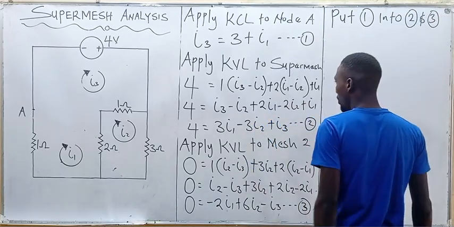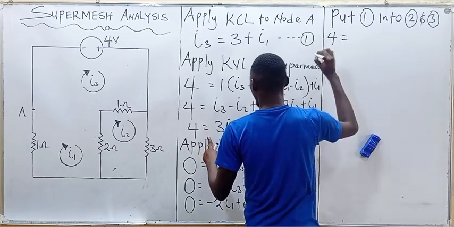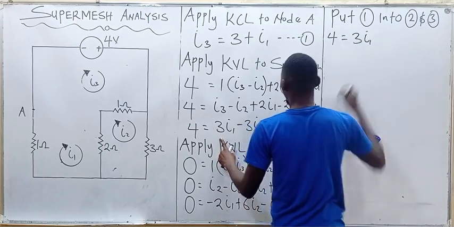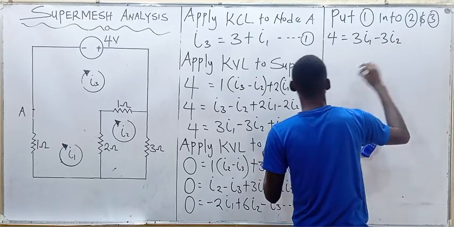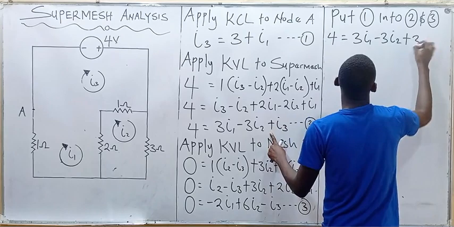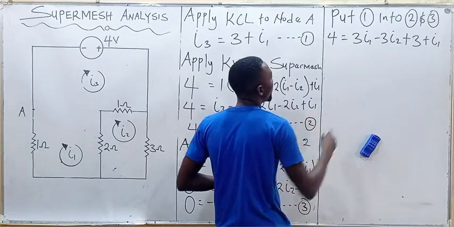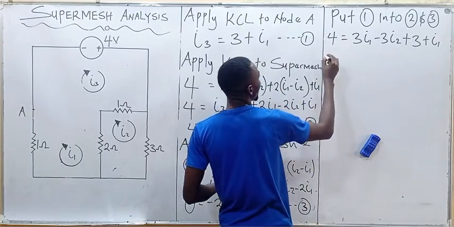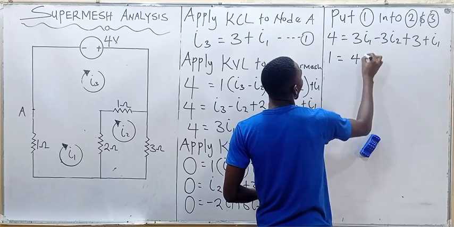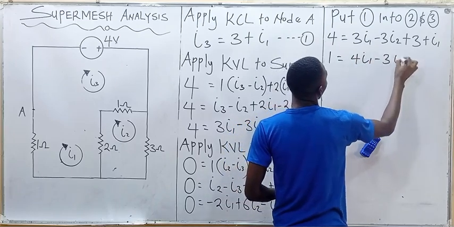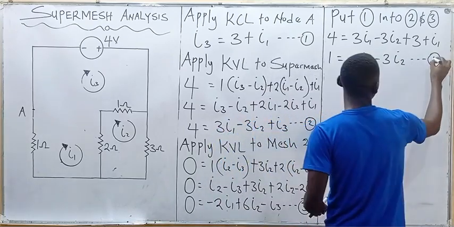All right, so what is equation 2? Equation 2 is 4 equals 3I1 minus 3I2 plus 3 plus I1. All right, so if I move 3 to this side, it's going to be 4 minus 3, which is 1, equals this plus this, which is going to give us 4I1 minus 3I2, equation number 4.